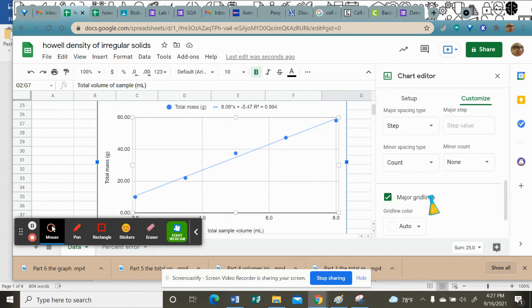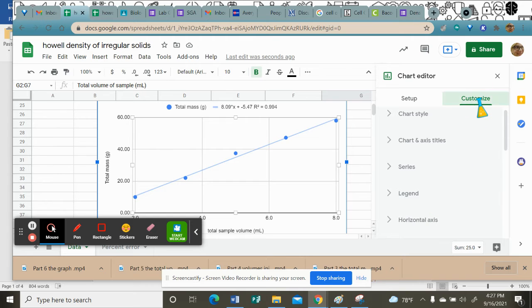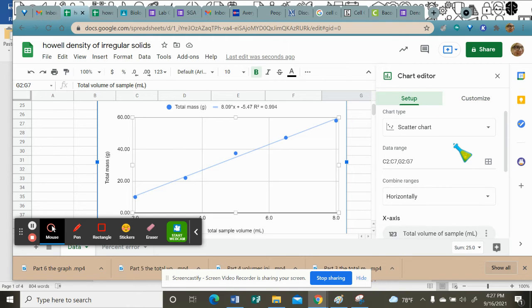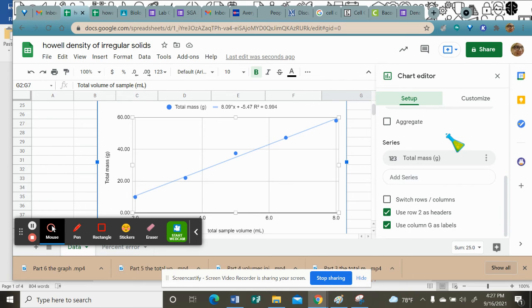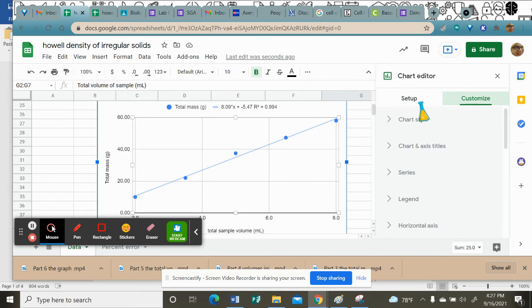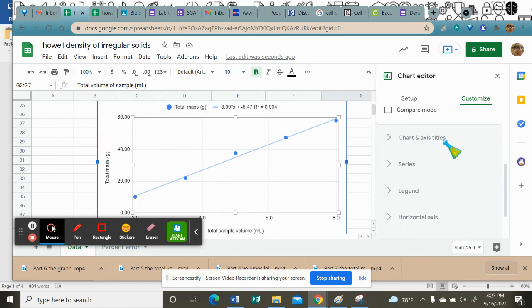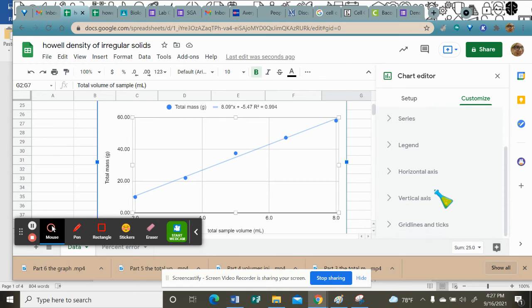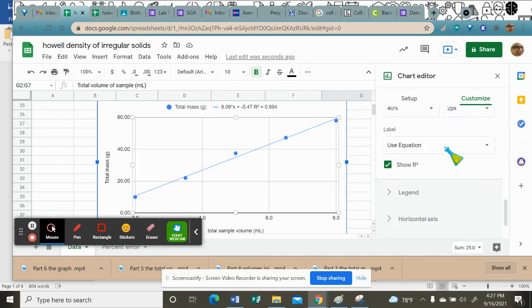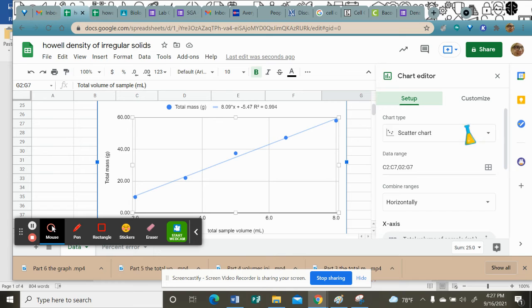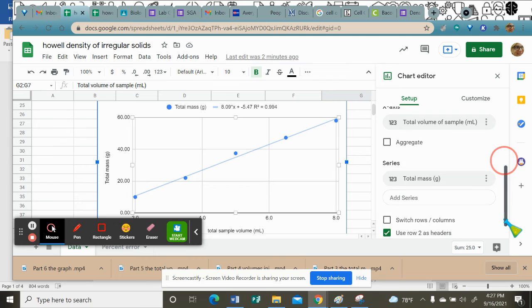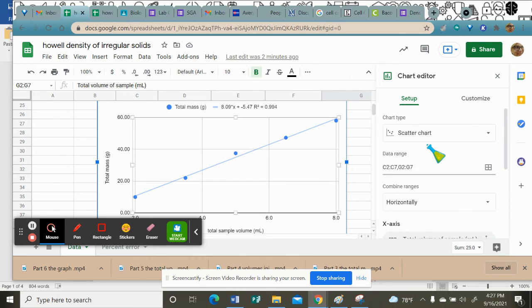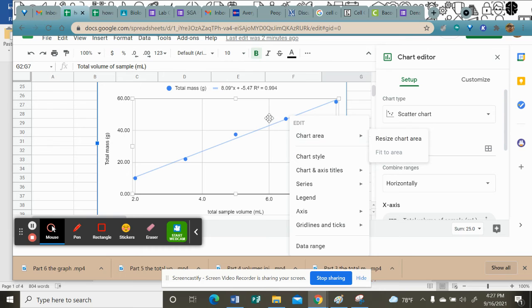All right, so I'm going to come over here, customize, or setup. Let's see. So I'm going to go to customize. Give me a minute here. I always have to go through this a couple times before I get it. Okay, I know what to do.